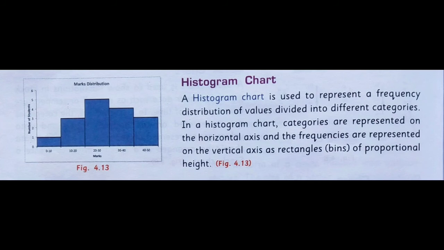Next is histogram chart. A histogram chart is used to represent a frequency distribution of values divided into different categories. In a histogram chart, categories are represented on the horizontal axis and the frequencies are represented on the vertical axis as rectangles or bins of proportional height.